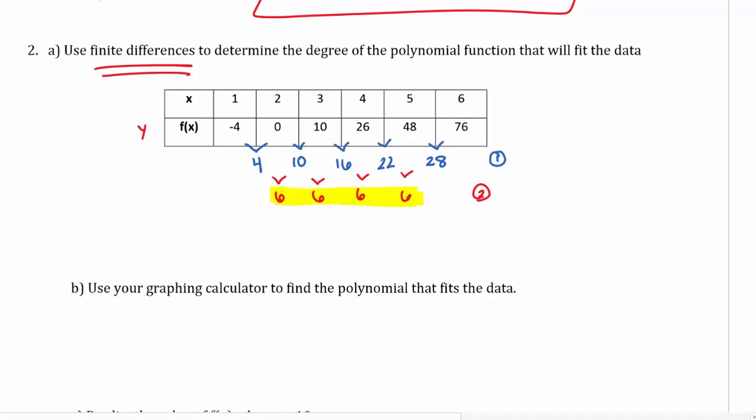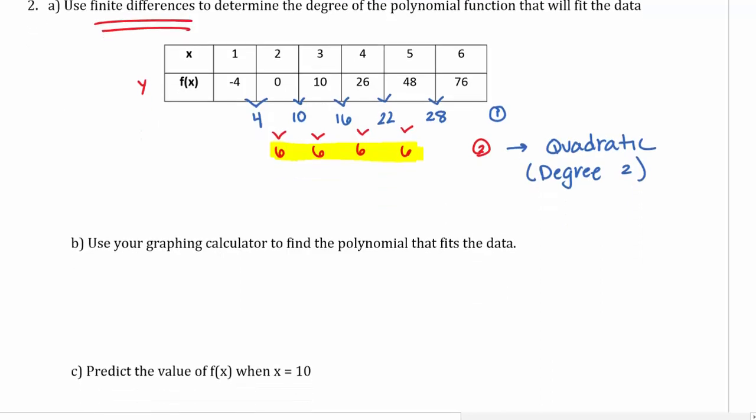So the second level means that we're going to use a quadratic. That's degree 2. If you were at the 3rd level, you would use a cubic function. If you were at the 4th level, you would use a quartic function. So we'll use another example to help us with that.